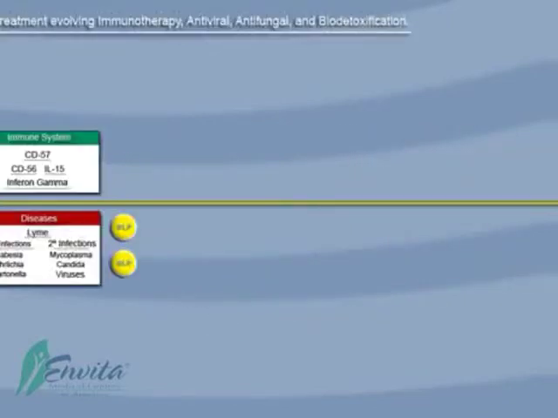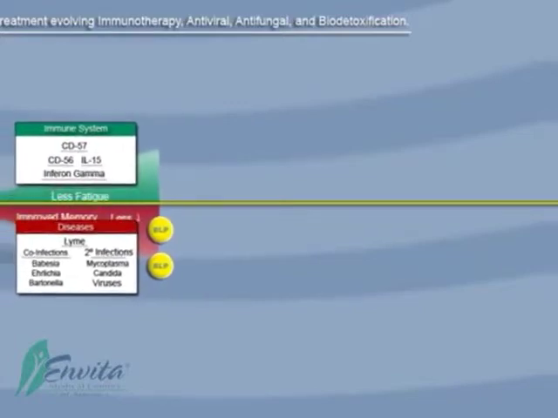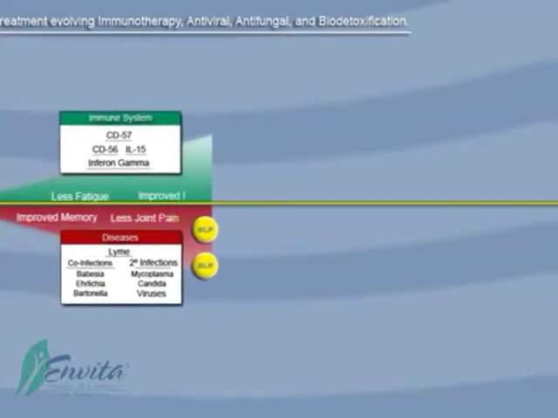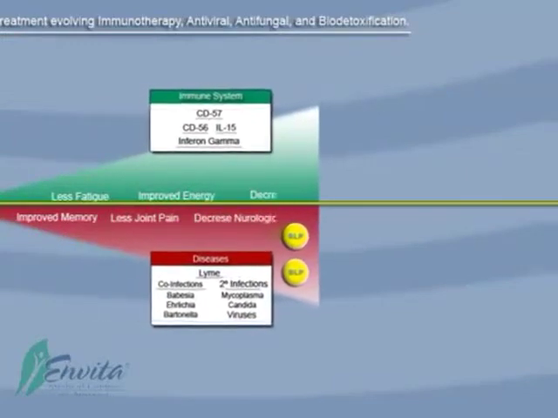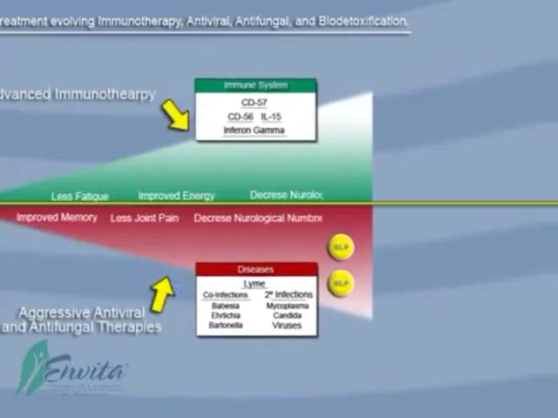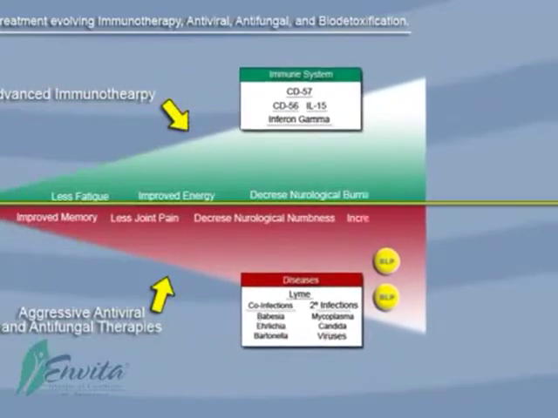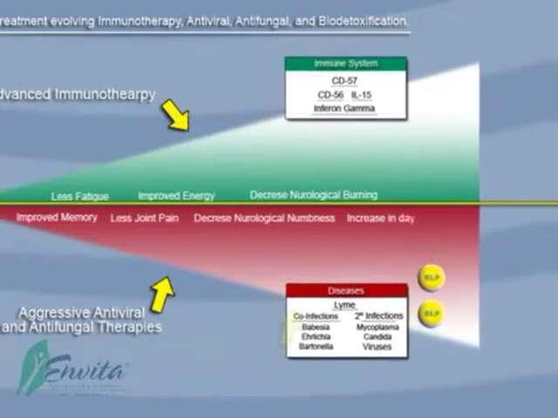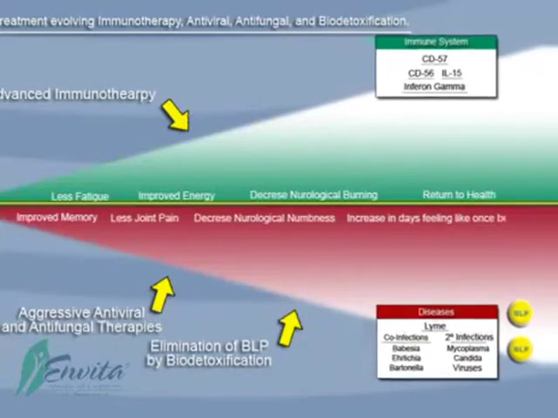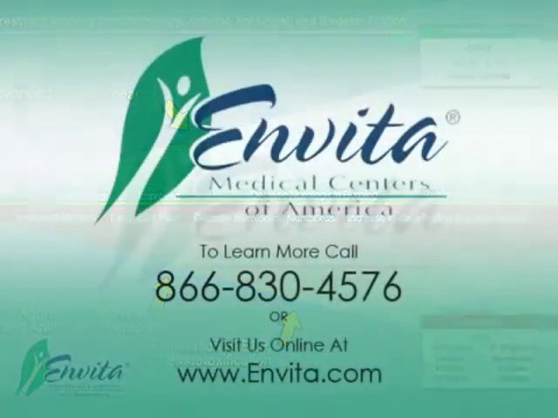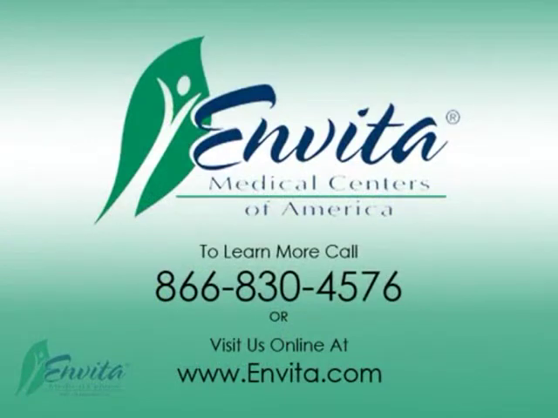The third scenario represents a patient using advanced immunotherapy. Notice the sharp increase and rise in the immune system. In addition to the IV antibiotics used to treat the infection, you'll see aggressive natural antiviral, antifungal treatments to fight the infection, and you'll notice a sharp decrease in the elimination of the infection. And finally, notice biodetoxification that is used to help the neurotoxin and the bacterial lipoproteins to be facilitated out of the body. This represents the Invita advantage in utilizing a comprehensive treatment plan to treat Lyme disease.